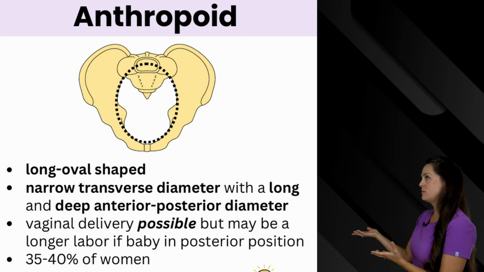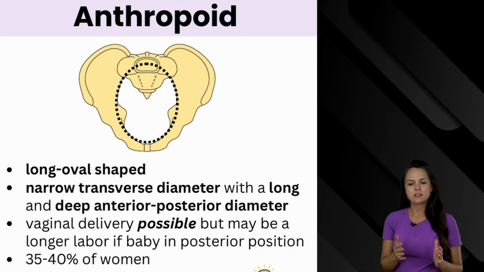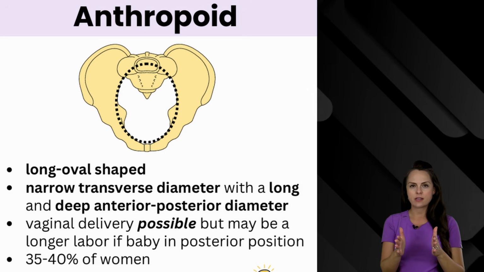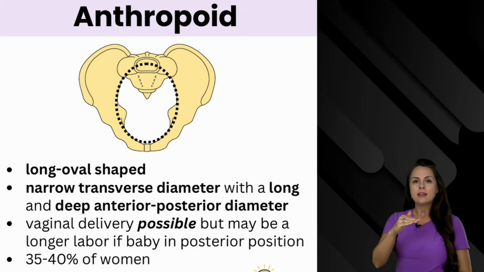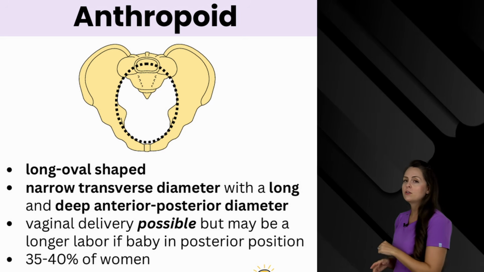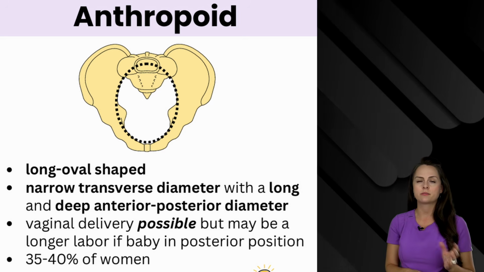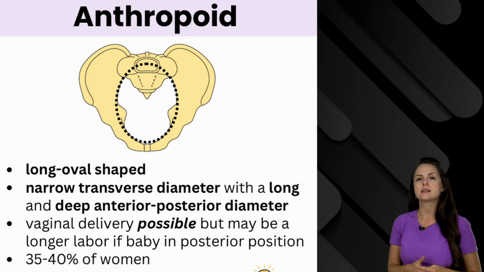Then there's Anthropoid. This is a long oval shaped pelvis. So with this, you're going to have a narrow transverse diameter, but a long, deep AP diameter. Now with this, a vaginal delivery is possible, but labor may be longer if that baby is in that posterior position. And this tends to occur in about 35 to 40% of women.